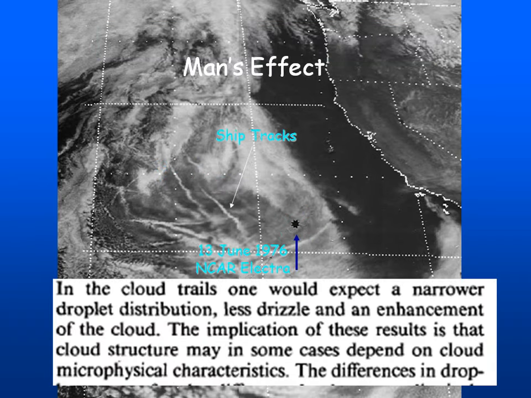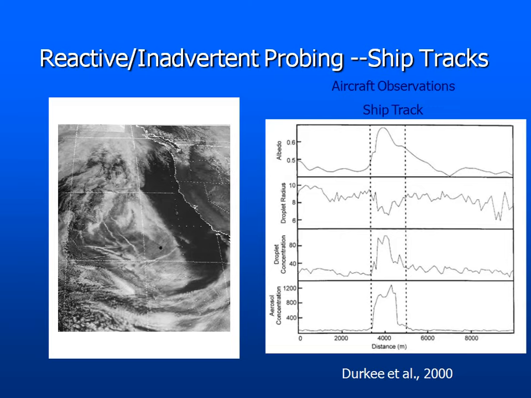We even speculated that on these cloud trails one would expect a narrow droplet distribution, less drizzle, and enhancement of the cloud. We didn't have measurements in the cloud trail itself on this particular flight, but after realizing what we were sampling compared with some of the other clouds, we had speculated on that. And since then, there have been different studies done to look more carefully at these ship tracks in particular.